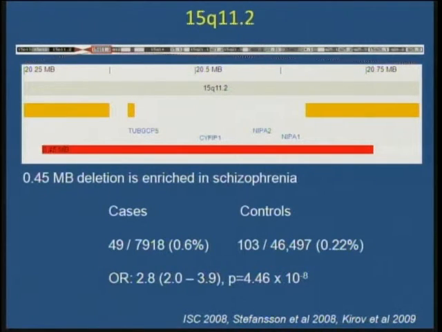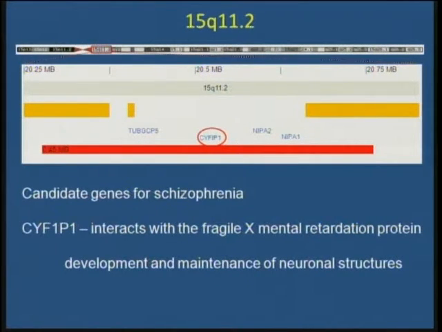The third region is on 15q11.2. This is a very small deletion, just less than 500 kb, and is a lot more frequent in cases than controls. It's pretty close to 1% in cases and 0.2% in controls. The odds ratio is quite small, only about 3. There is a really nice candidate gene within that deletion. It's called CYFIP1, which interacts with the Fragile X mental retardation protein and seems to be involved in developmental maintenance of neuronal structures.